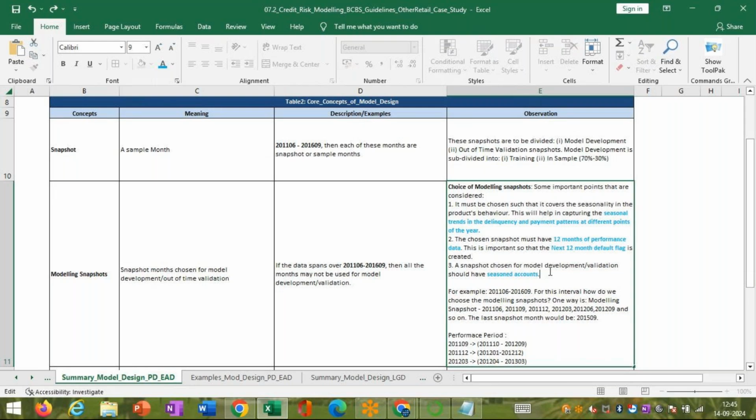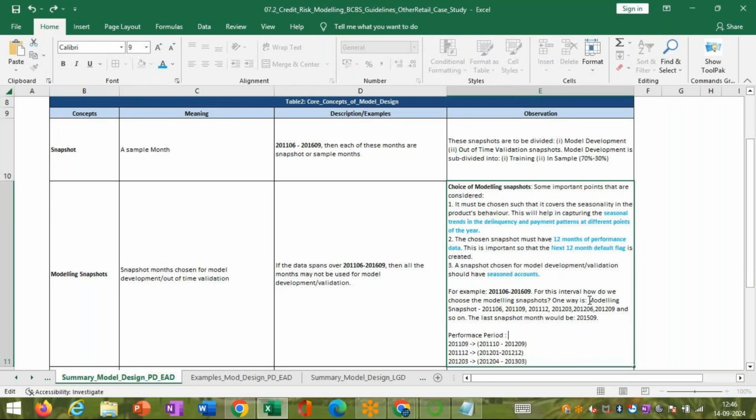Now let's look at a basic example. For example, when we have the data between 2011-06 to 2016-09, how do we choose our modeling snapshot? Why 2011-06 to 2016-09? Because I ran all my results for this period. Anyways, let's start with this. For this interval, how do we choose the modeling snapshot?